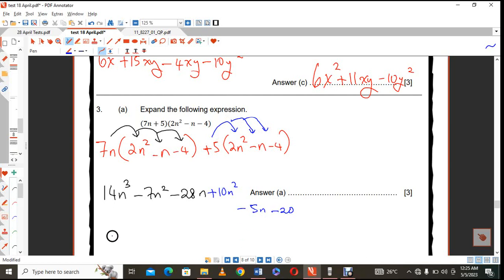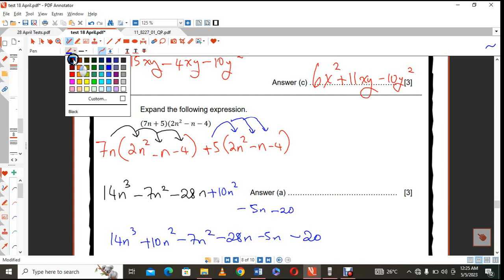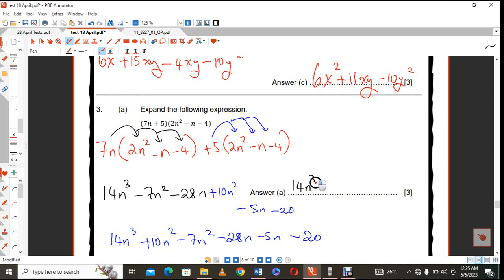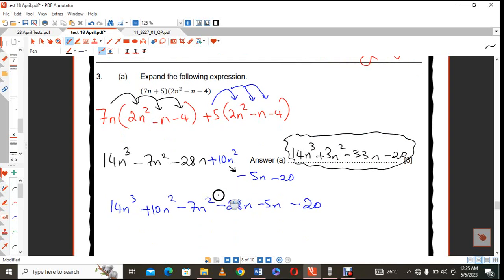All right, let me just rewrite the terms. 14n cubed, then I have 10n squared minus 7n squared, then I have minus 28n minus 5n, and then I have minus 20 standalone there. At the end of the day, it's 14n cubed plus 3n squared minus 33n minus 20. All right, so this here is the answer to that. Just remember that this is tagging along as we go.